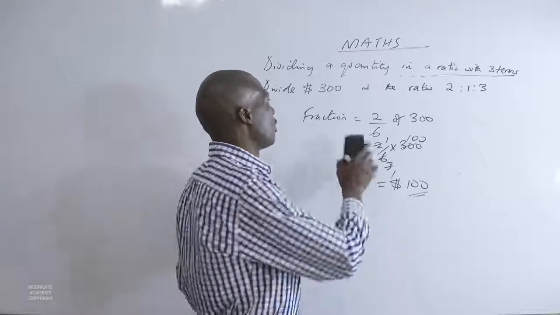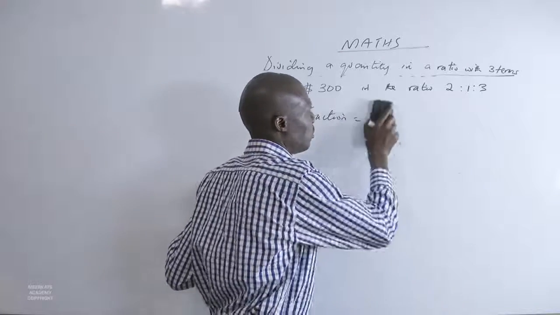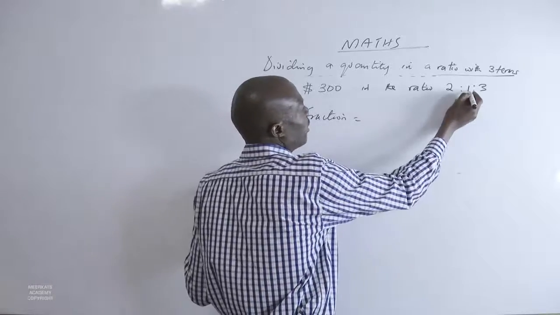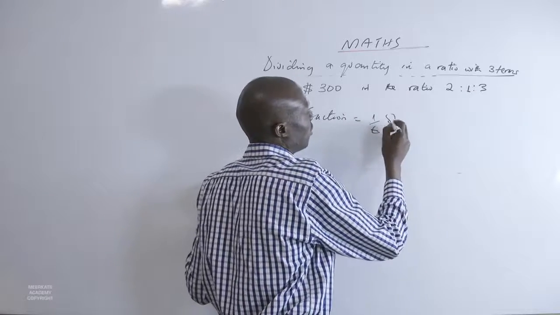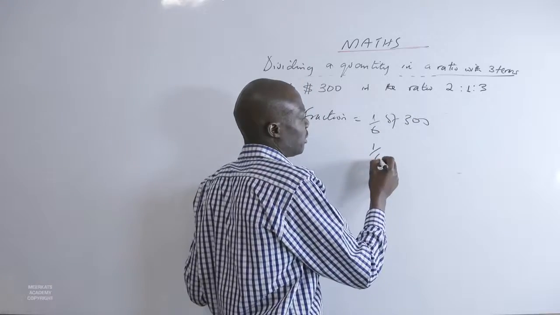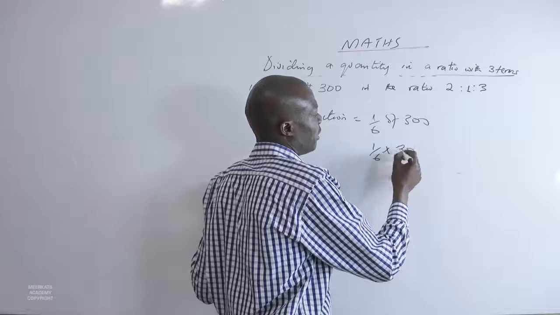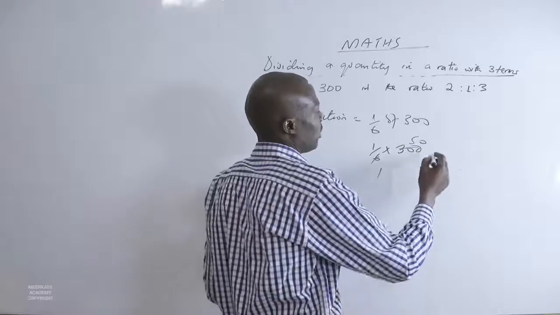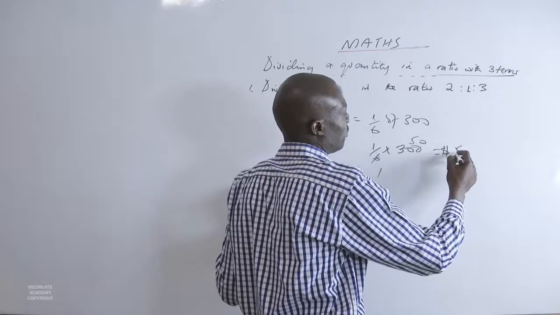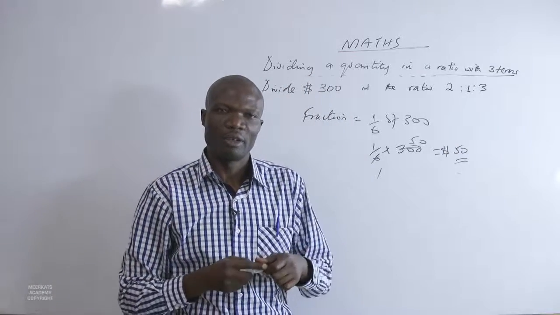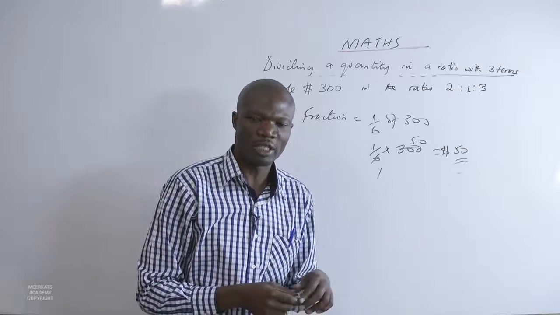The same applies to the second part. For the fraction, we have 1 over 6 of 300, which is 1 over 6 multiplied by 300. What you get is a total of $50. So we have used fraction to get the second one.